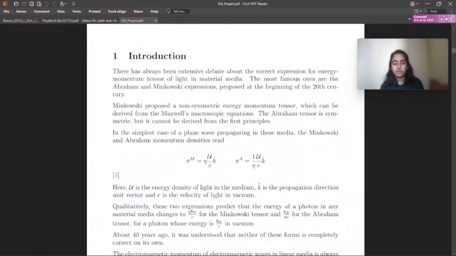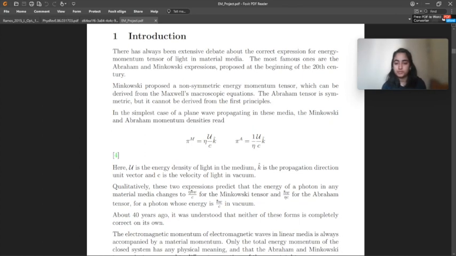For a long time, there has always been confusion about what the correct expression for the energy momentum of light passing through a material medium is. And there have been a lot of proposed tensors, but the most famous ones are called the Abraham and Minkowski tensors. And in our paper, we would be studying something called the Abraham-Minkowski controversy.